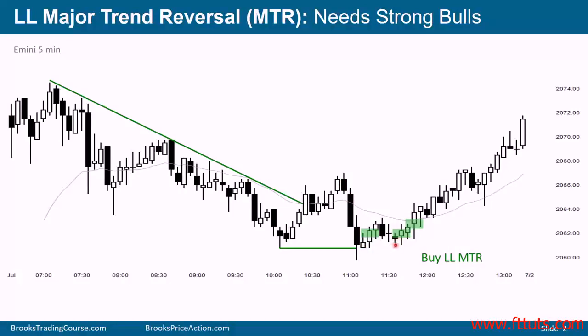And by major, traders are looking for at least a couple legs up, a swing up, a reward at least twice as big as the risk, and usually 20 or more bars. Here, the bulls who took any of these buys ended up with a reward many times greater than their risk.